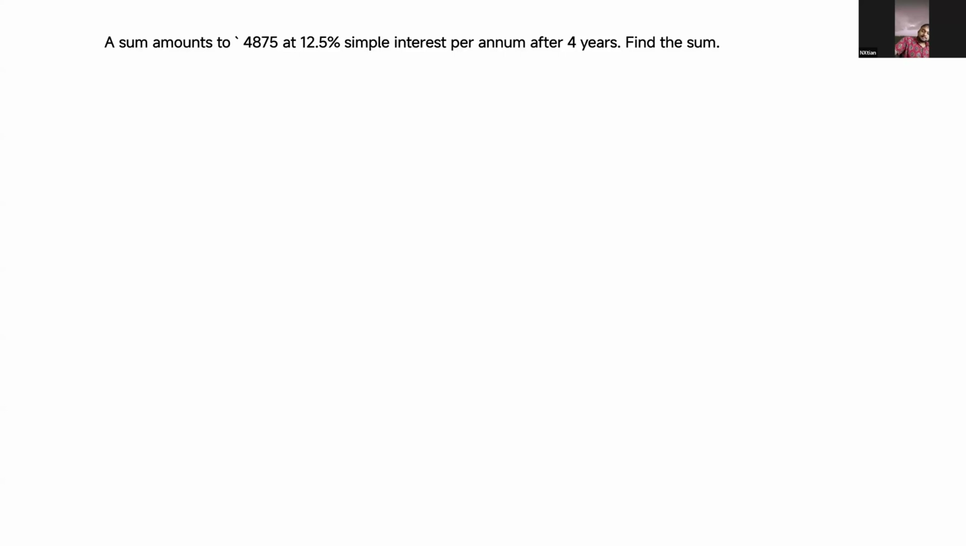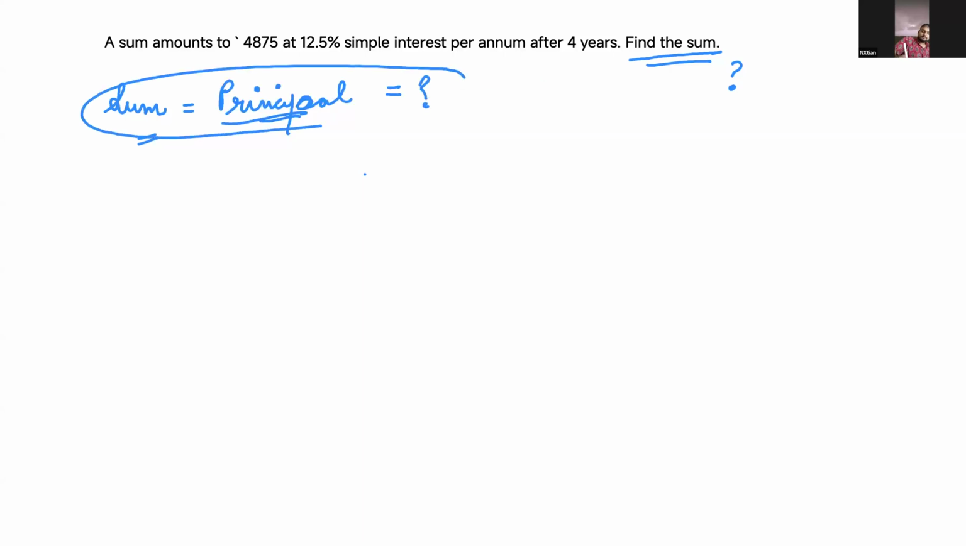Now, what does this sum mean? Basically, sum is nothing else but the principal. Sum is principal, like principal amount. So the principal of the sum is rupees 4,875. We have to, this is not principal, this is amount. Principal we have to calculate. Because find the sum means we have to find the principal.